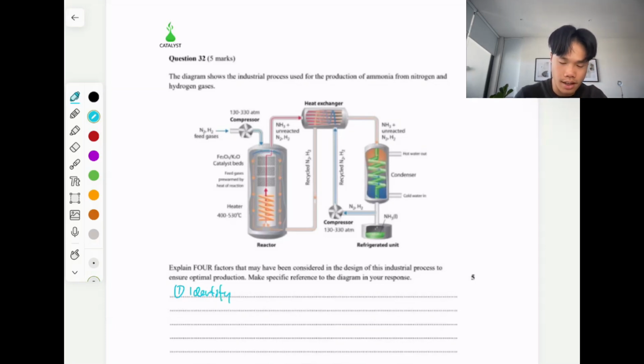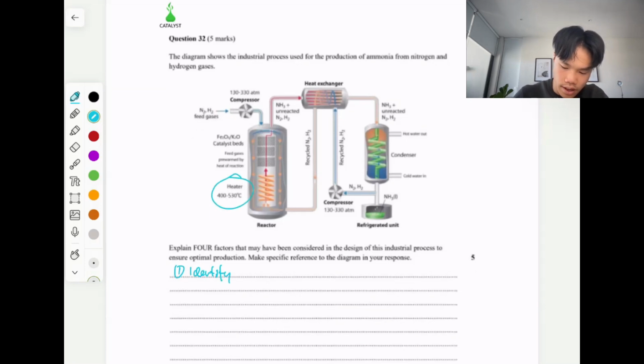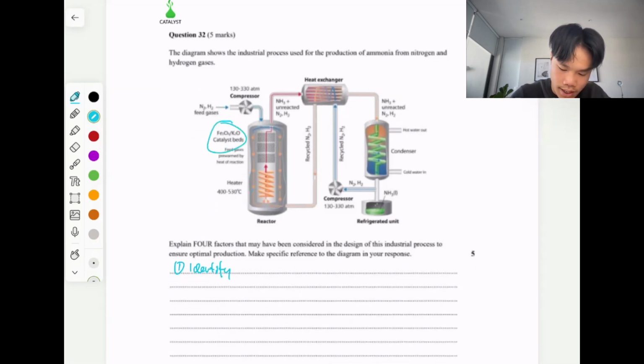So say, for example, we're using a heater. Let's make it simpler. We're using a catalyst bed of iron oxide and potassium oxide, right? So you'd identify what you're talking about. Two, you would talk about its effect. Explain effect. So if it's a catalyst bed, you're going to explain, therefore, that we're using a catalyst bed because it provides an alternate pathway with a lower activation energy, which means that success rate of collisions is higher, and therefore rate of reaction is higher. This means that our reaction proceeds at a faster rate with no change to the yield.